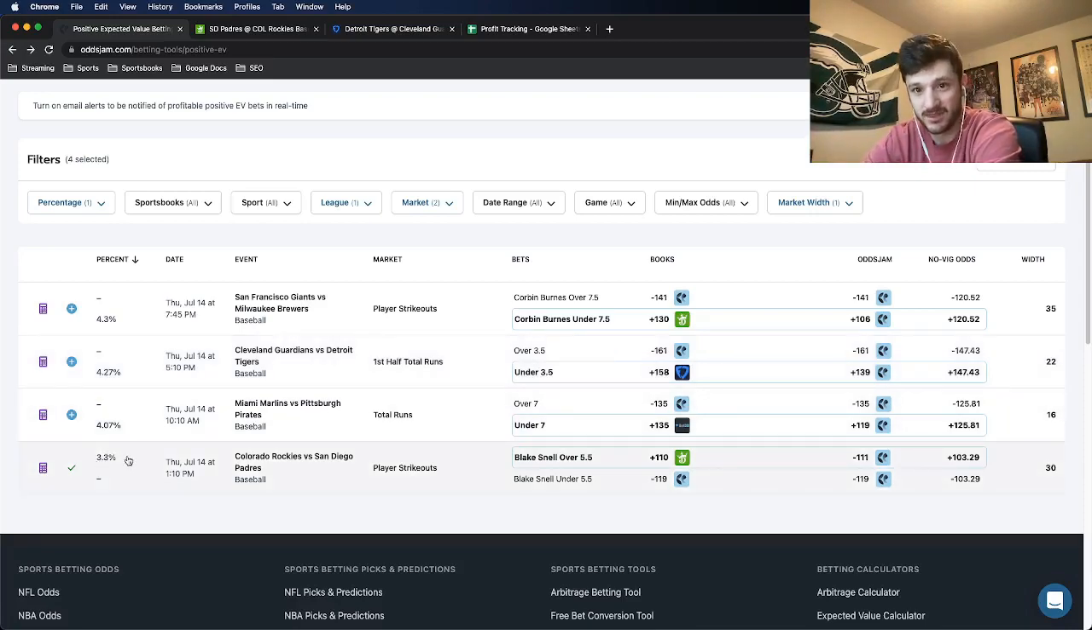This profit, in theory, will be realized once the game settles tonight. So just a couple things to keep in mind, and you just slowly watch your profit go up. But from a math perspective, everything checks out here.